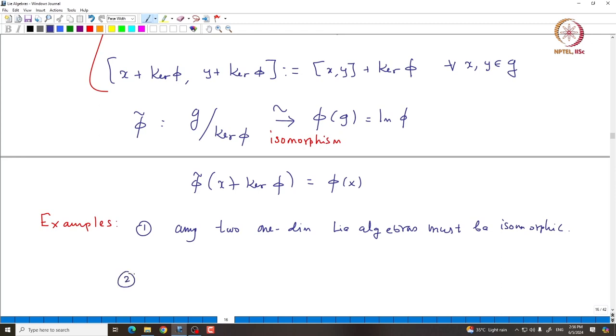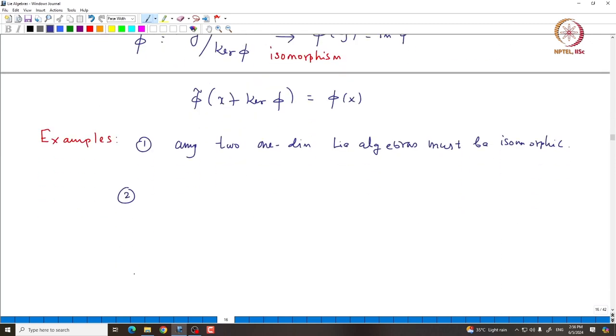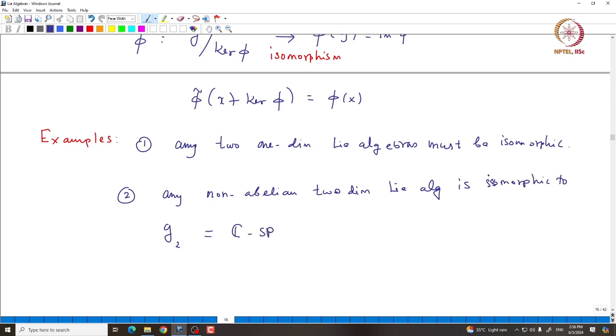Similarly, if we take a two-dimensional Lie algebra, then one can prove that either it will be isomorphic to the abelian Lie algebra, or it will be isomorphic to the following one. Any non-abelian two-dimensional Lie algebra is isomorphic to the following Lie algebra, which we denote by G2. This is the C-span of E11, E12, which sits inside GL2.